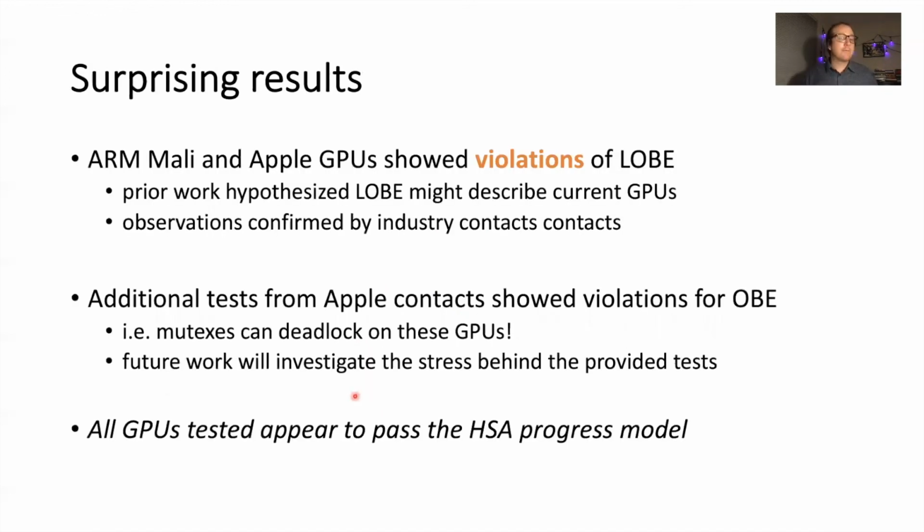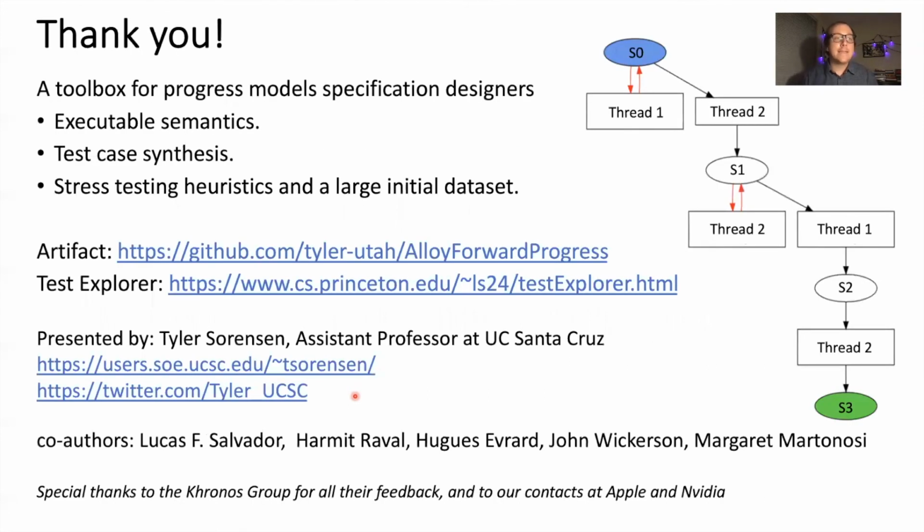And some of the surprising results we found were that ARM Mali GPUs and Apple GPUs showed violations of the LOBE progress model, which was hypothesized by prior work. So this shows that prior work thought the GPUs implemented a certain progress model, and we showed that it didn't. Additionally, folks from Apple gave us additional tests that showed violations for the OBE progress model. So that adds another dimension to that story. Interestingly, all GPUs that we tested appeared to pass the HSA progress model, so that might be a good foundation to look at.